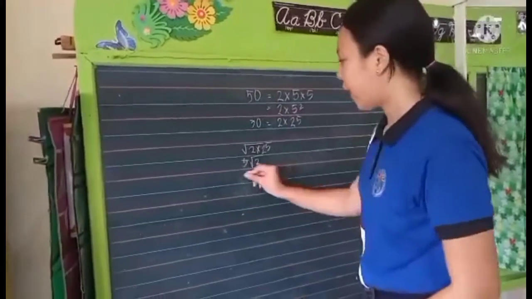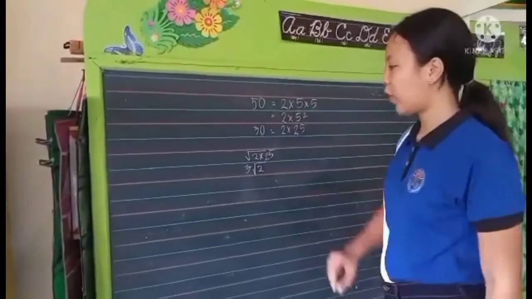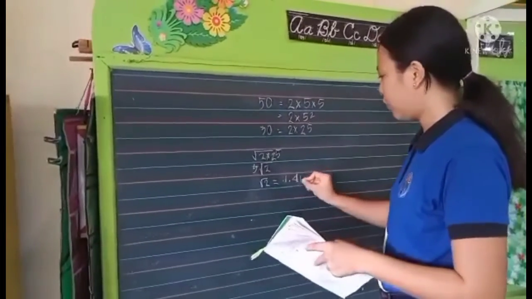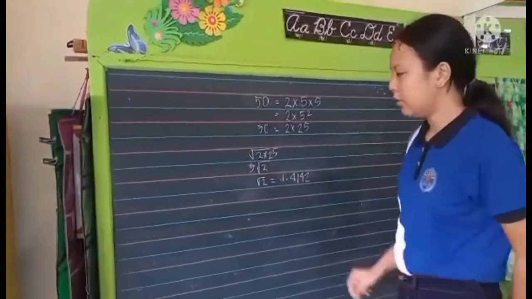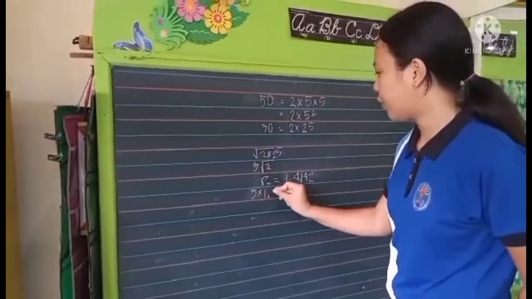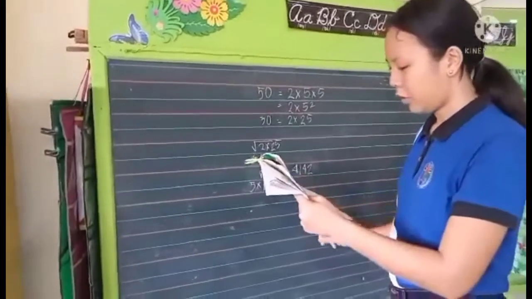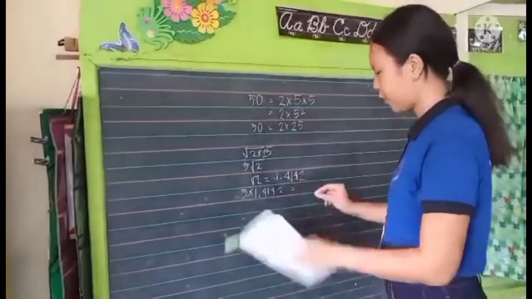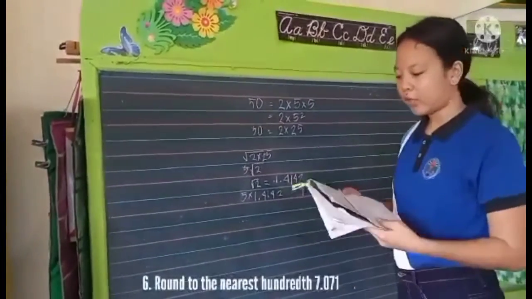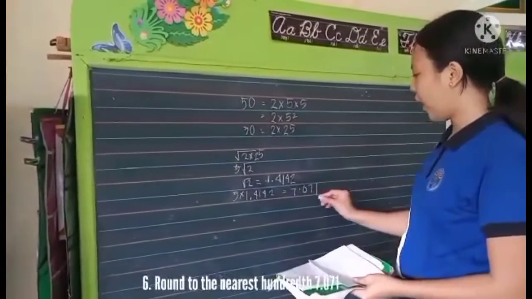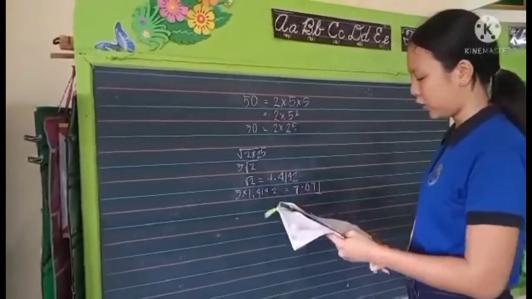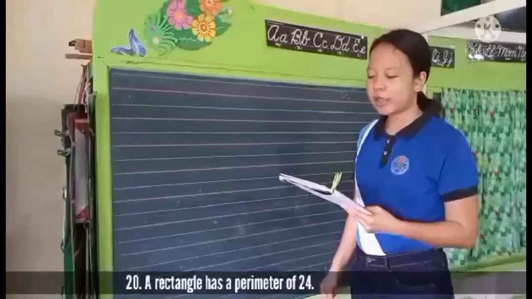So, 5, now, what is the square root of 2? Square root of 2 is equals to 1.4142. Then, let's multiply square root of 2 to 5. 5 times 1.4142 is equals to 7.071. Then, ngayon, ang sabi, estimate to the nearest hundredths. Now, estimate natin itong 1. Yung 1 is smaller than 5, so wala tayong isa-substitute. So, ang mangyayari is 7.07.